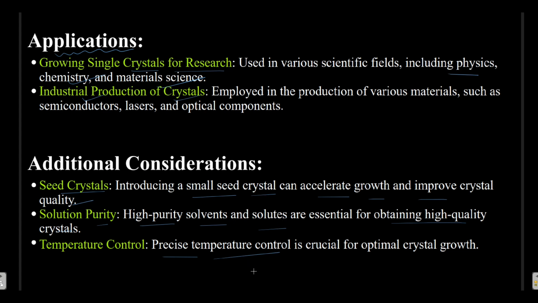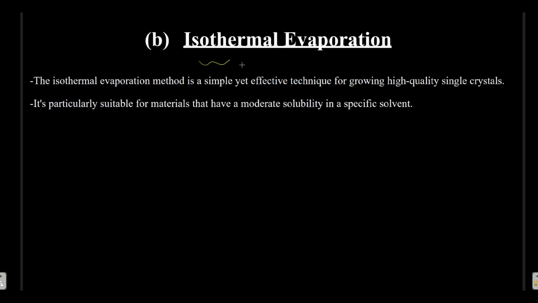Now let's move to another method. Isothermal evaporation, that is the second method to maintain the supersaturation. The isothermal evaporation method is a simple yet effective technique for the growing of high quality single crystals. It's particularly suitable for materials that have a moderate solubility in a specific solvent.